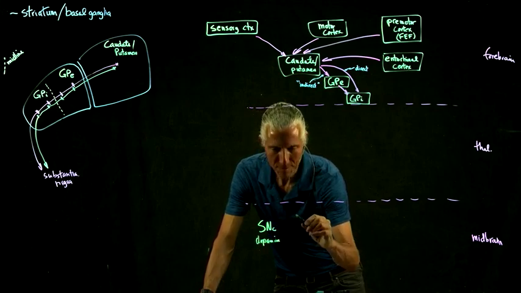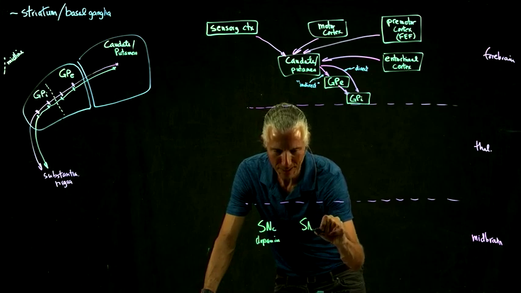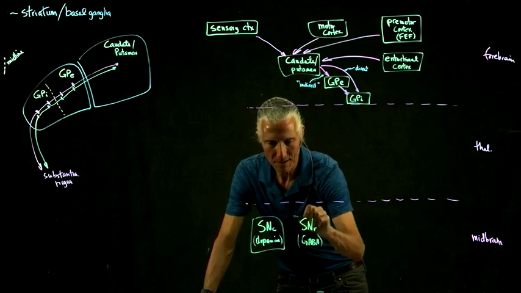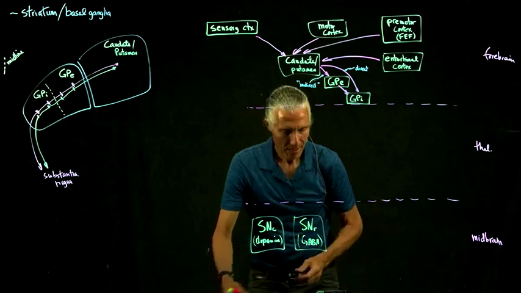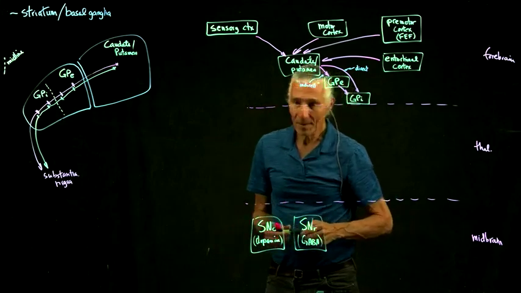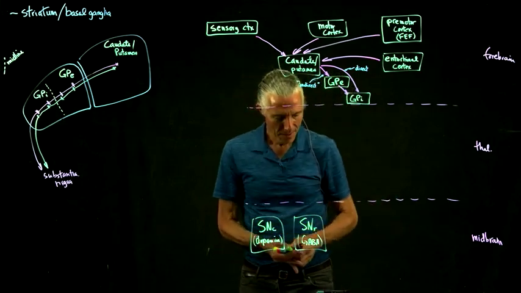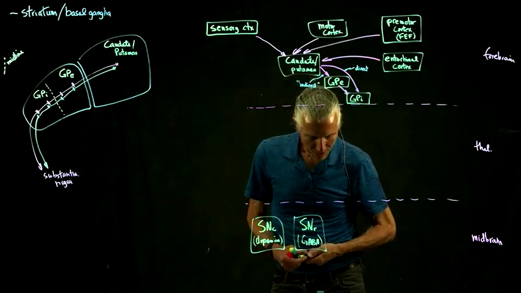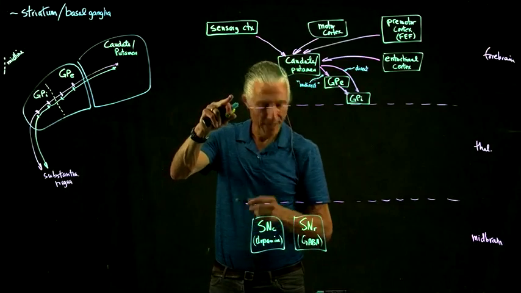And then we have completely different connections from the substantia nigra reticulata. That's the GABA part. So here's those two guys. And then we got a couple things in the thalamus. So why don't I just put all the structures that I'm going to put here.